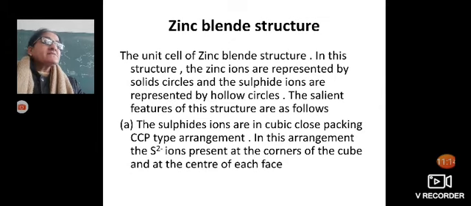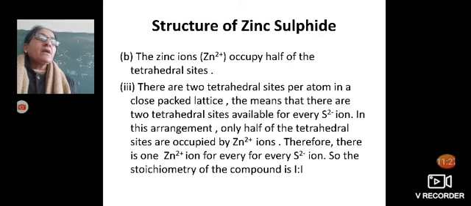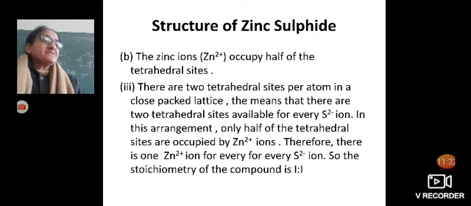Number 1, the sulfide ions are in cubic close packing arrangement, and in this arrangement the sulfide ions are present at the corners of the cube and the center of each face. Second point, the zinc ions occupy half of the tetrahedral sites. Third, there are 2 tetrahedral sites per atom in a close packed lattice. This means that there are 2 tetrahedral sites available for every sulfide ion.